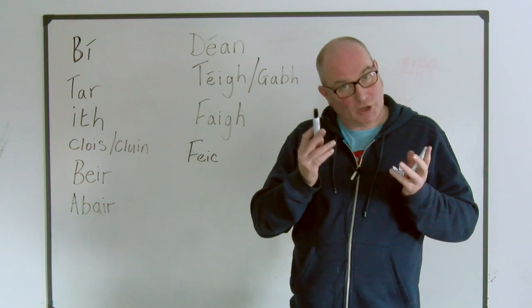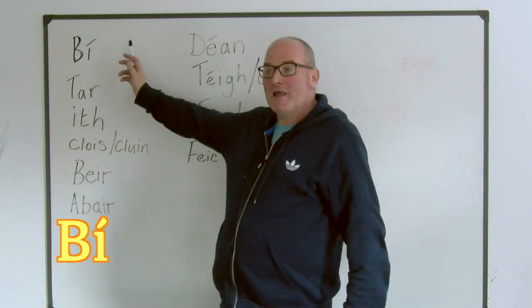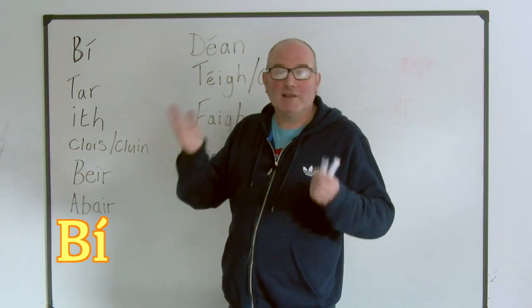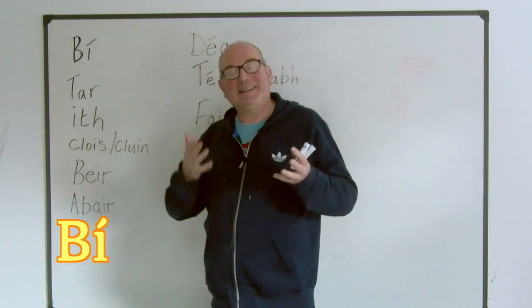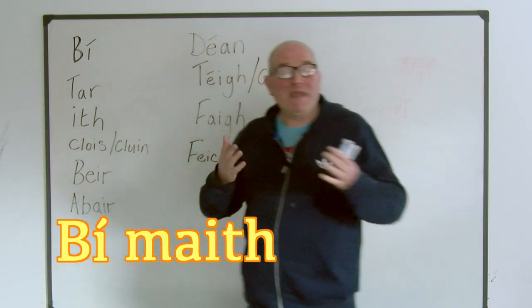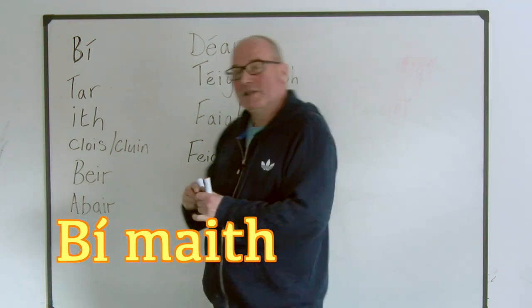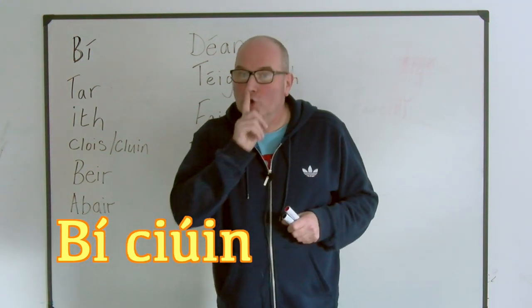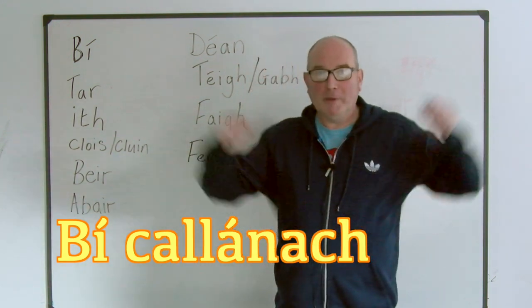Okay, so let's start with this little word here. This word here is called bí. Bí, bí. Even sounds like it in English. So, bí maith, be good. Bí maith, that's to one person. Or bí cúin, shh, be quiet. Okay. Now bí ciúin.